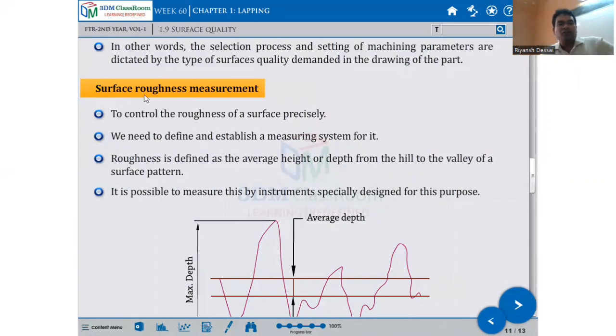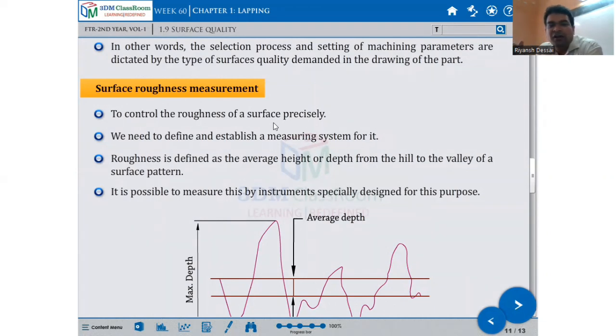See, with surface roughness measurement we control the roughness of the surface precisely. It is very important to control the roughness, because a perfect finish is not possible. So we should maintain the Ra value, depending on the finishing required. We need to define and establish a measuring system for it to start measuring surface roughness.